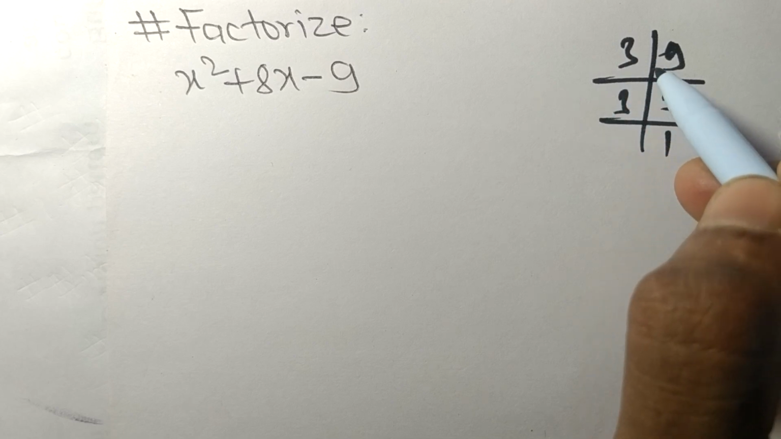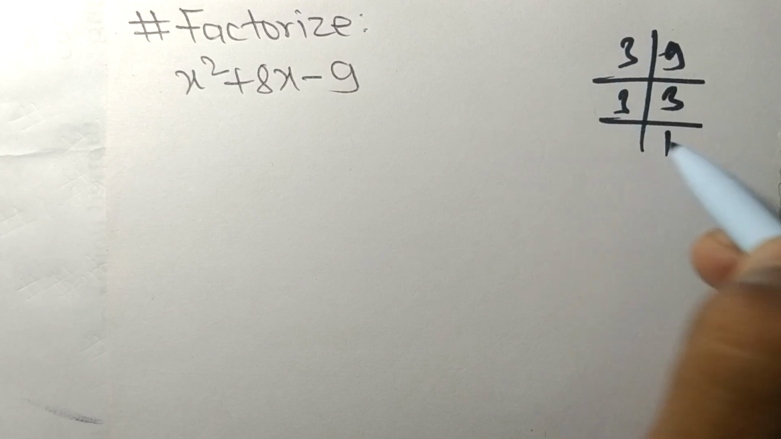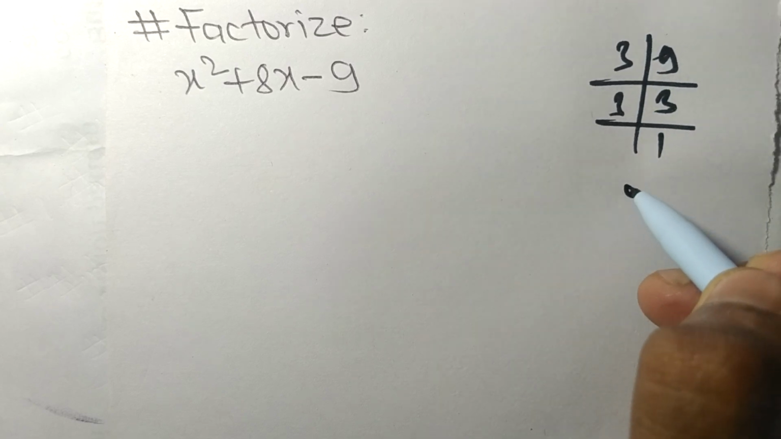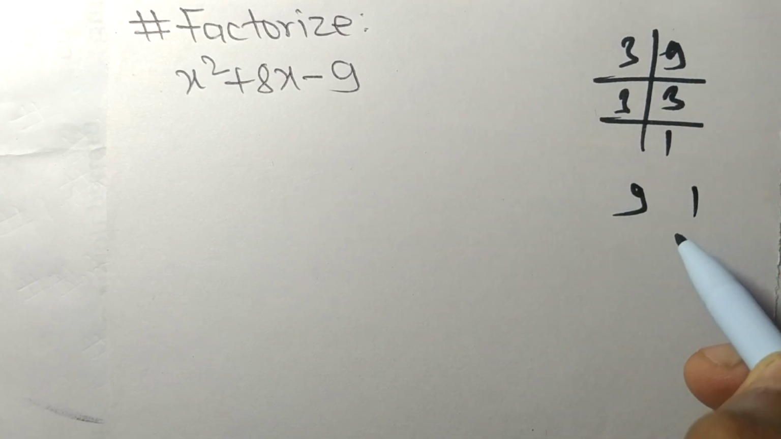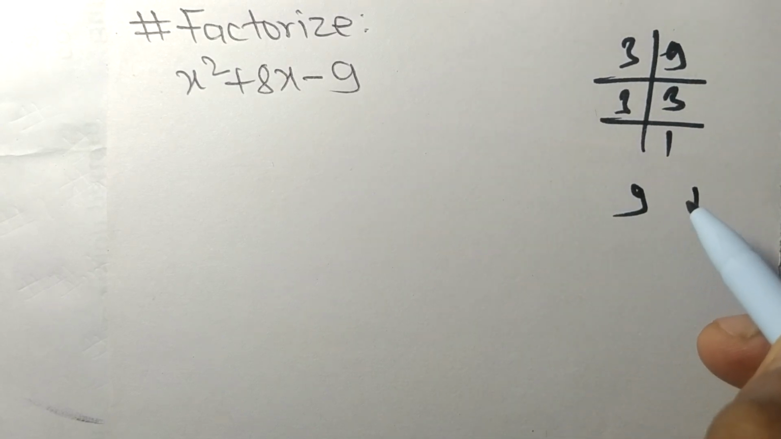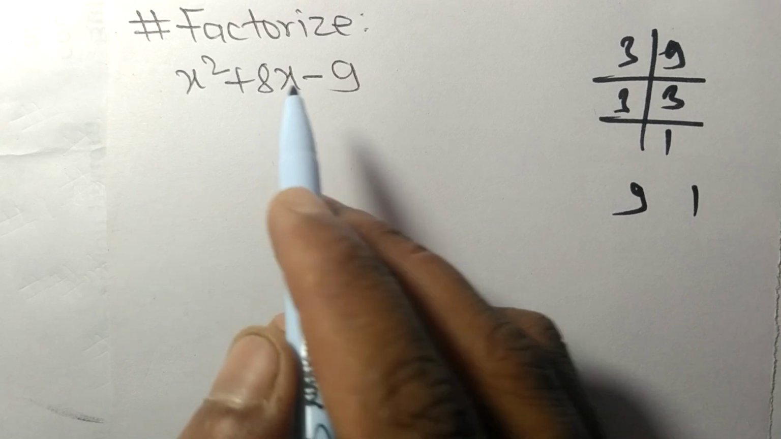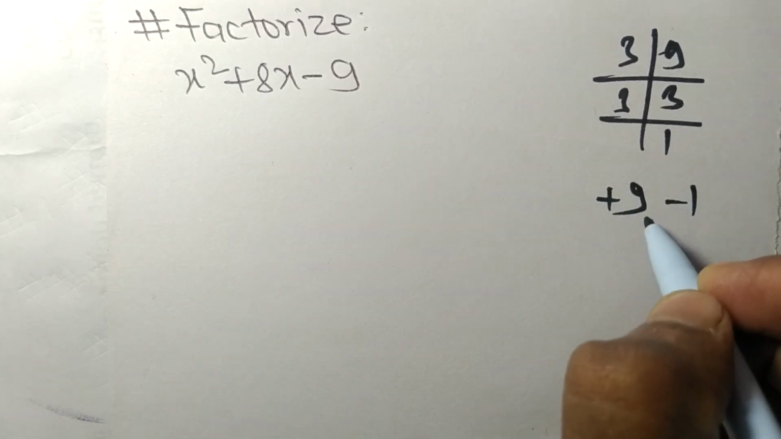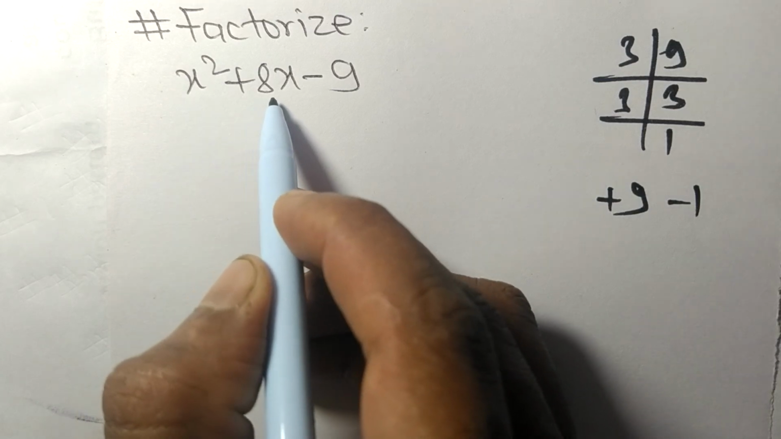Among them, multiplying among them we need plus 8. So 3 into 3 means 9 and this 1. So here we need 8. So it is plus 9 minus 1. So we get plus 8.